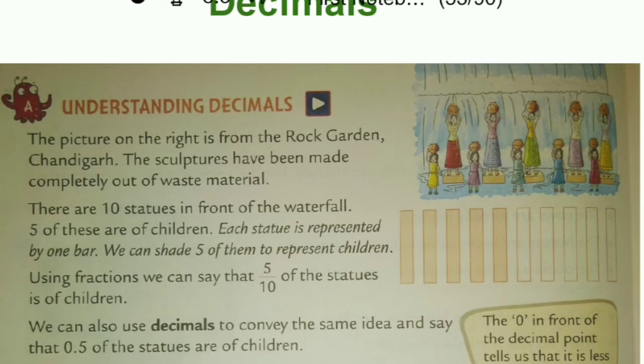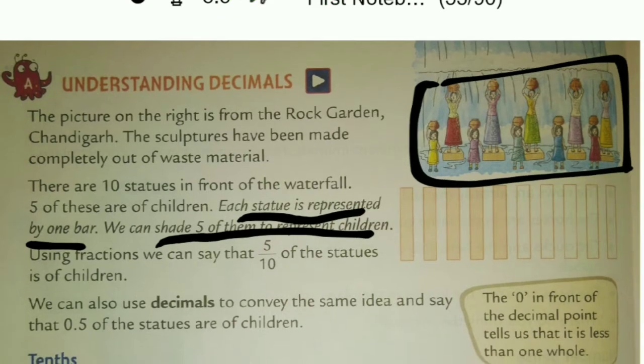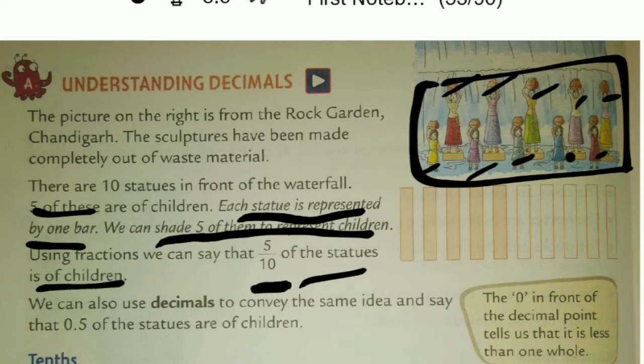So we have to find, each statue is represented by one bar. We can shade 5 of them to represent children. So it is like this. After that, we can write, see, each statue, it means in this one 5 are children and 5 are ladies. So we have to find the children. How many children are there? 5. So 5 out of 10 statues are of children.